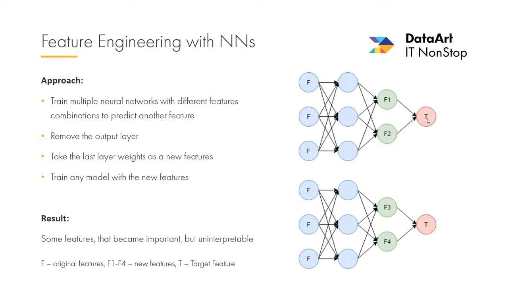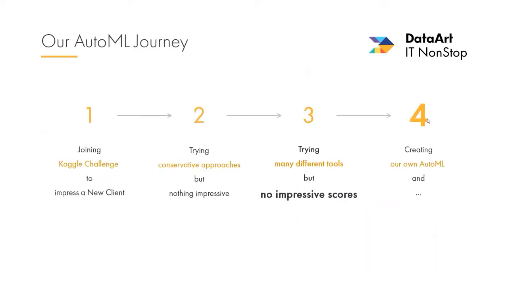And results were interesting. So we had some features that became important, but still it's only the weights and the numbers, and the features were not really interpretable. So we again tried different tools, but got not impressive scores. Yeah, we found something interesting, but still it is not something impressive because the tools already are built and everyone can use those.